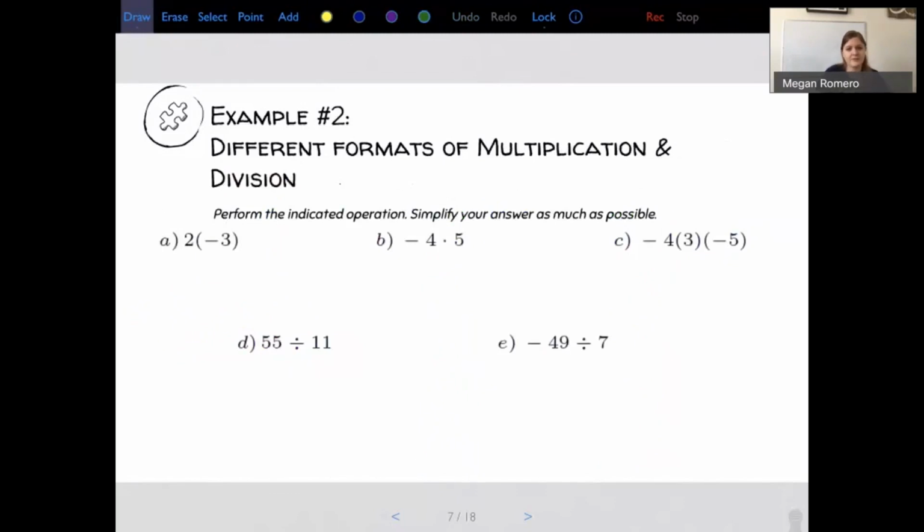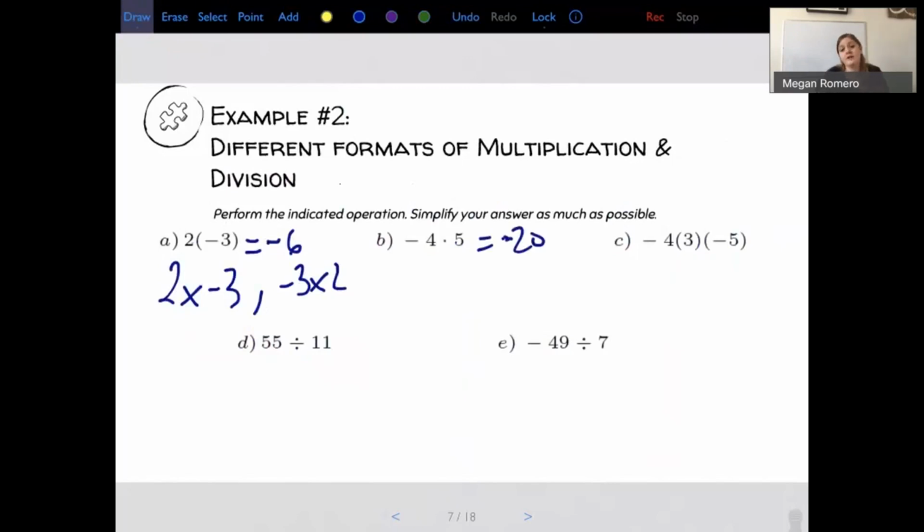Example 2, different formats of multiplication and division. Part A, 2, the parentheses mean multiplication. 2 times -3 is -6. You can also see this as 2 times -3, or even -3 times 2. Order doesn't matter in multiplication. Part B, -4 times 5. This uses the closed dot to denote multiplication, and this is -20.